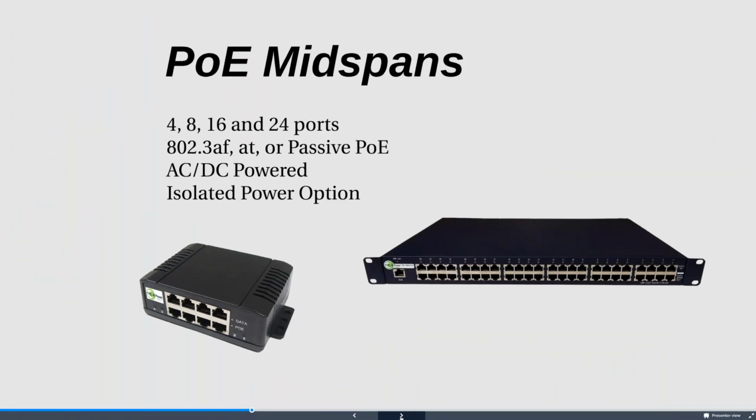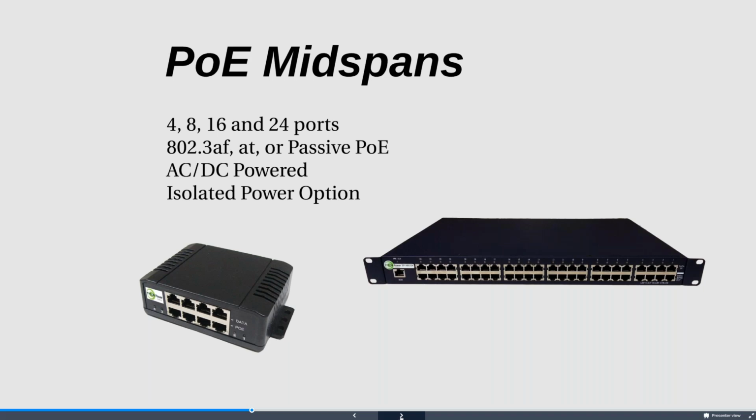With our midspan, so a midspan is an interesting device. It's something similar to basically having 4, 8, 16, or 24 individual power injectors. So we do have an AC or a DC input on our bigger midspan, and each you can see, like on our big rack mount, there are 24 ports on the top, 24 ports on the bottom. What that does is you can separate the different networks.